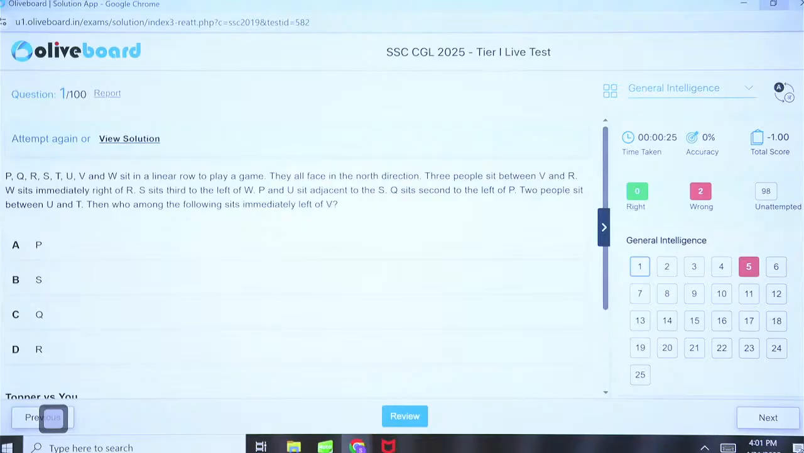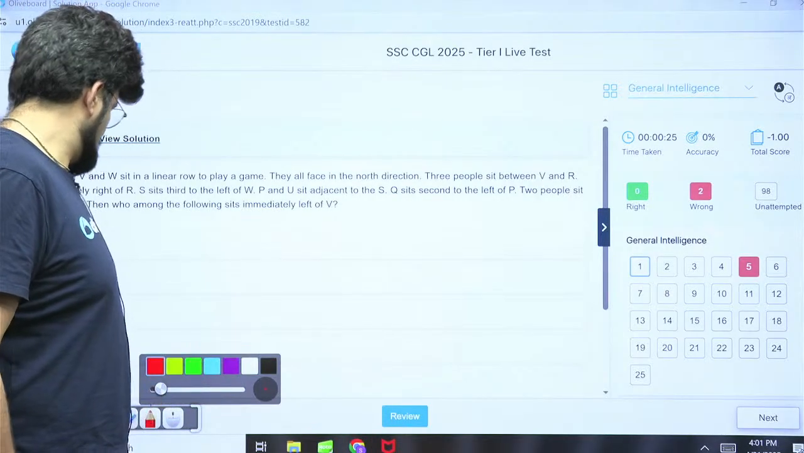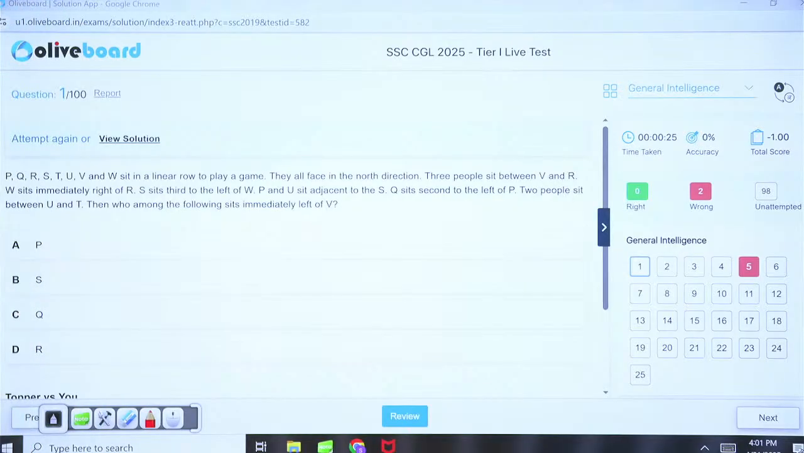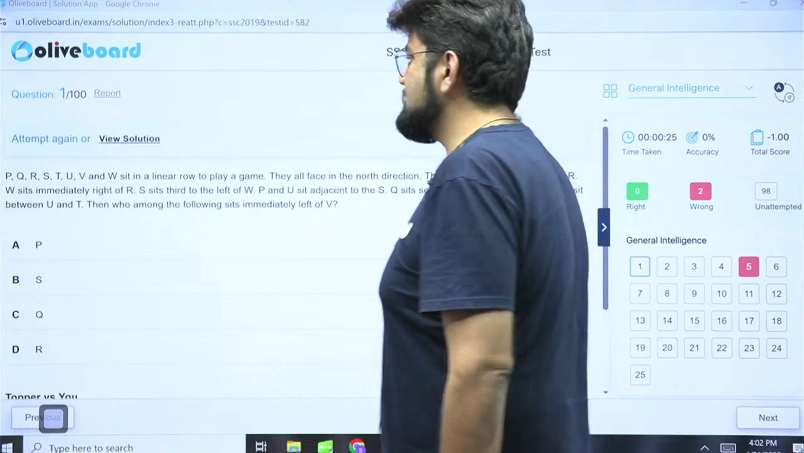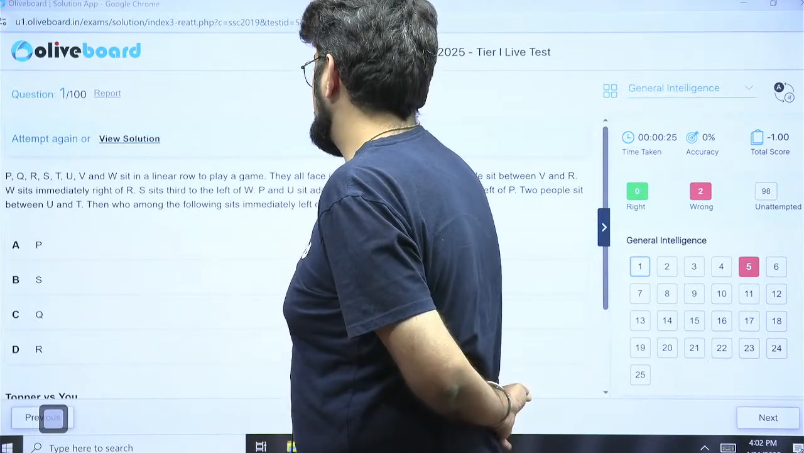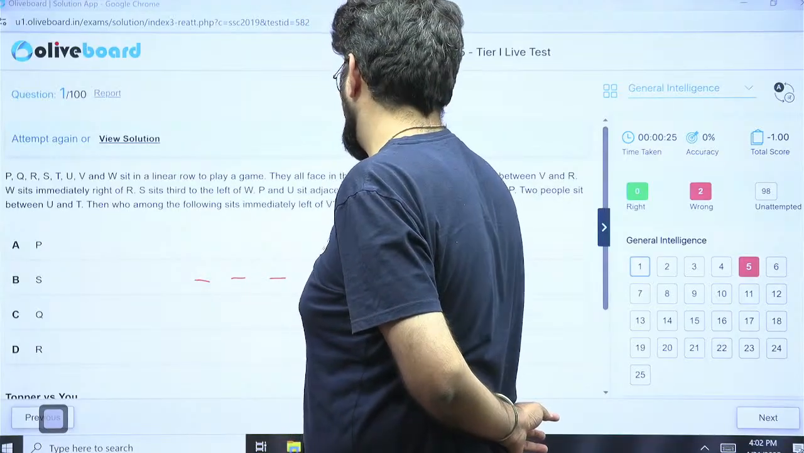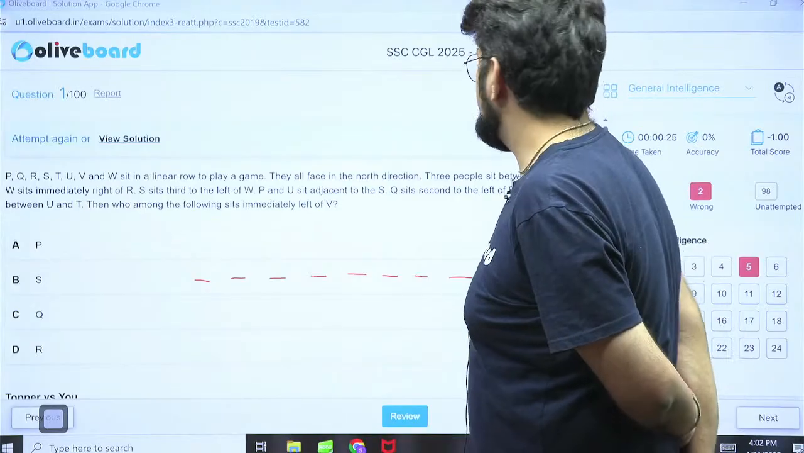All right, so the very first question, it's right in front of you. Give it a shot. It's based on sitting arrangement. So if I observe P, Q, R, S, T, U, V and W. 8 people are sitting in a linear row. So 1, 2, 3, 4, 5, 6, 7, 8. If nothing is given, we'll consider them to be facing the north. Okay, it's given they are facing the north direction.